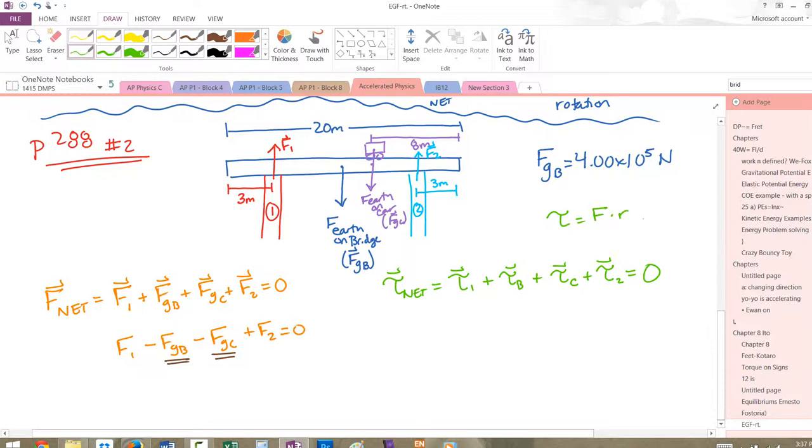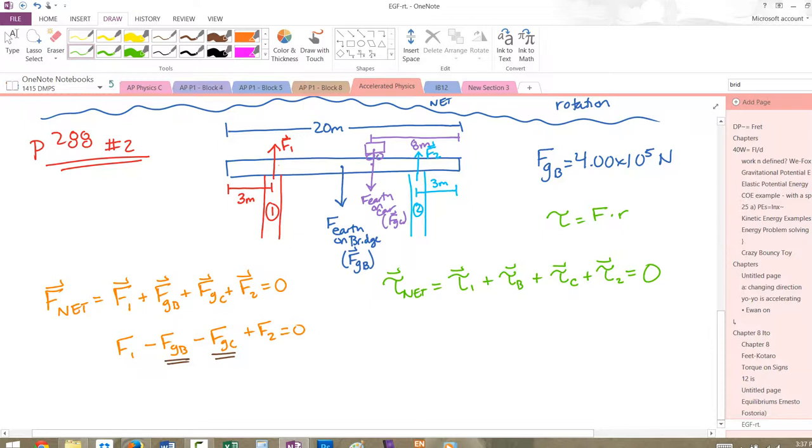Right now we don't have a radius. So here's one of these really great opportunities, kind of like when you get to pick the height when you're doing gravitational potential energy. We get to pick where we want the rotation point to be. So you can pick the rotation point to be anywhere you want. There are some choices that are better than others.